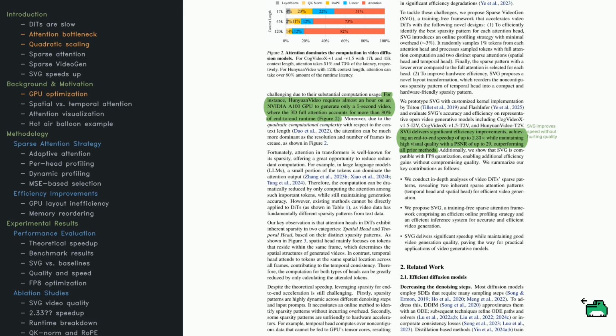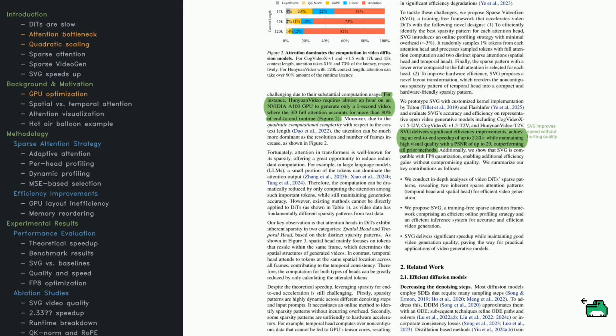But here's the thing. Attention isn't as dense as it seems. Just like in large language models, many tokens contribute little to the final output. In text models, filtering out unnecessary tokens saves huge amounts of computation. But video transformers are trickier. Their sparsity patterns are very different. That's where Sparse VideoGen, SVG, comes in.